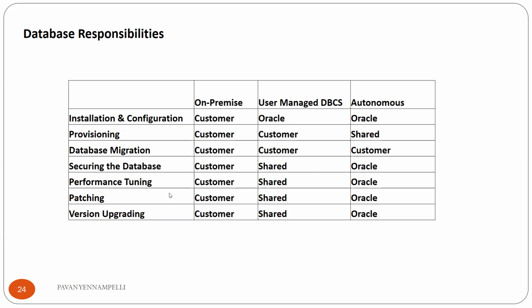When coming to patching, it's the customer's responsibility in the on-premise model, a shared responsibility in the user managed system, and Oracle's responsibility in the autonomous system. This is how the responsibilities are classified between the on-premise model, user managed, and autonomous in Oracle database cloud service.